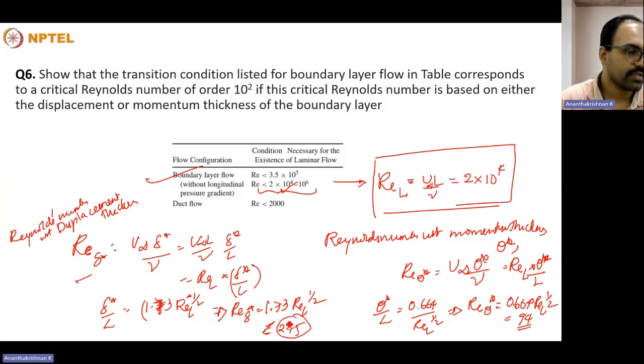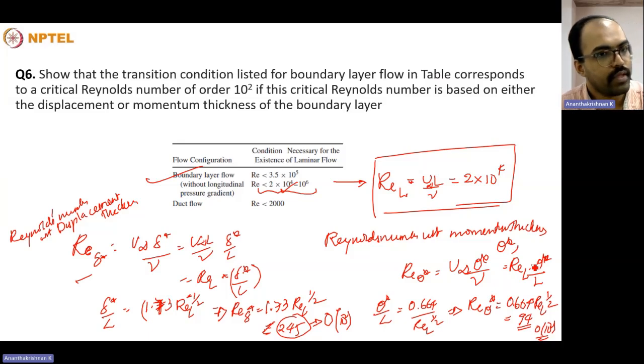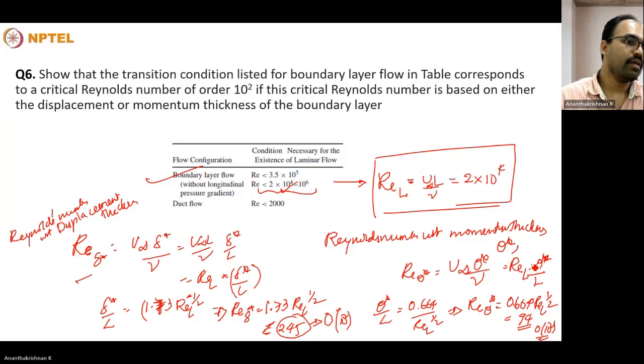So this shows this is of the order of 10 square, approximately equal to 10 square. So order of hundreds. 94 is approximately 100, and similarly this also is approximately 100. So both of them will be of the order of 100. So that solves the problem, and that completes the problem set that I had for this week.